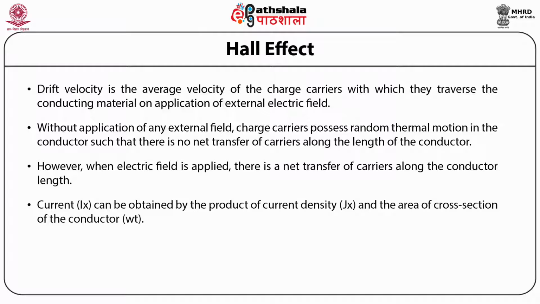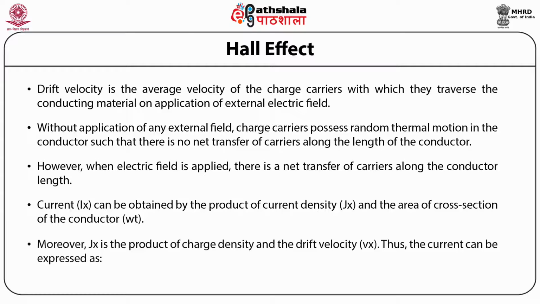Current Ix can be obtained by the product of current density Jx and the area of cross section of the conductor, W t. Moreover, Jx is the product of the charge density and the drift velocity Vx. Thus, the current can be expressed as Ix equals Jx into W t. This is equal to N into Q into Vx into W t. This is represented as equation 1.